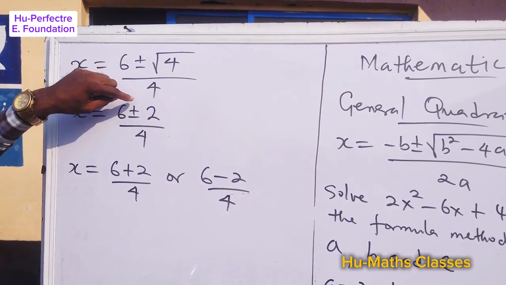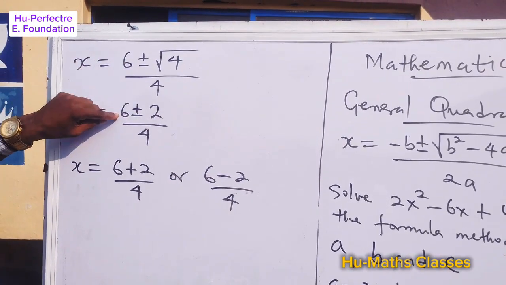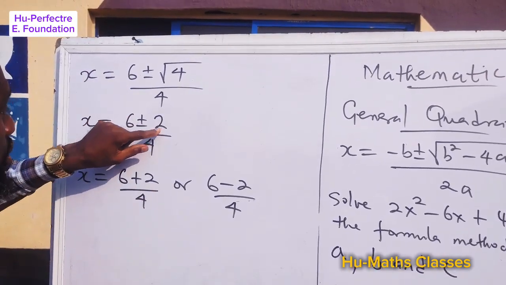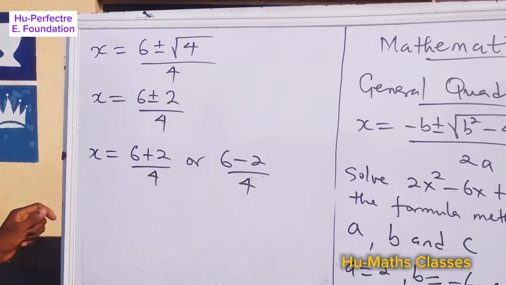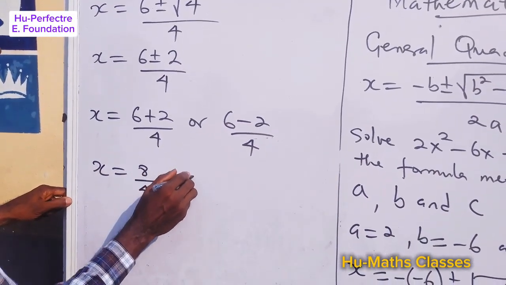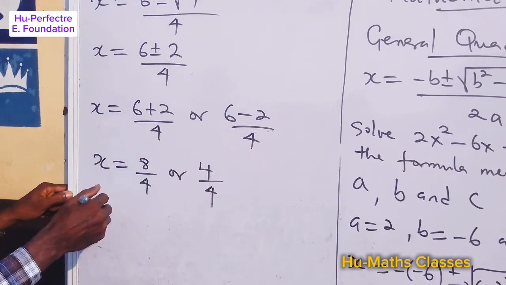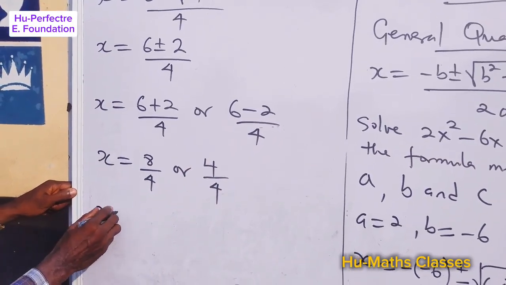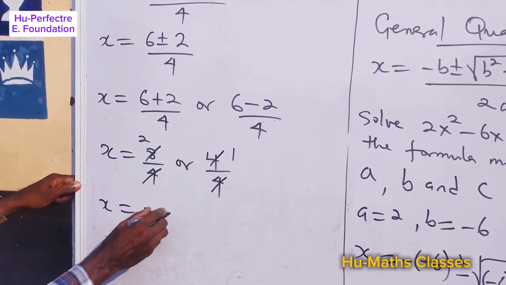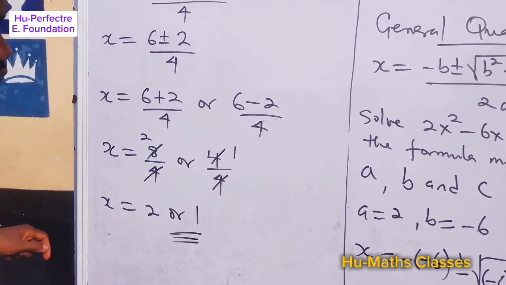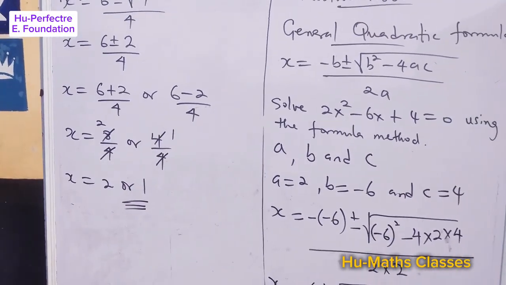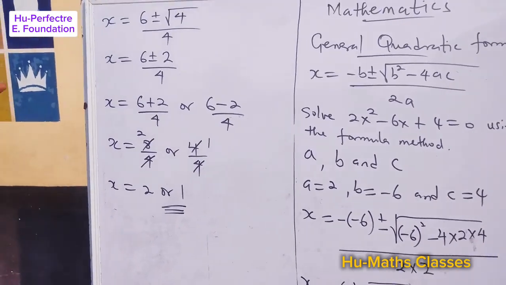Our final answer for x will be 6 plus 2 over 4, or 6 minus 2 over 4. Where we have plus or minus, I've dealt with the first one, 6 plus 2 over 4, or 6 minus 2 over 4. We have two answers for x. So x will be equal to 8 over 4, or 4 over 4. By division, 4 in 8 is 2, 4 in 4 is 1. So x is equal to 2 or 1. These are the two values, or two roots, of x in the course of solving that quadratic problem using the formula method.